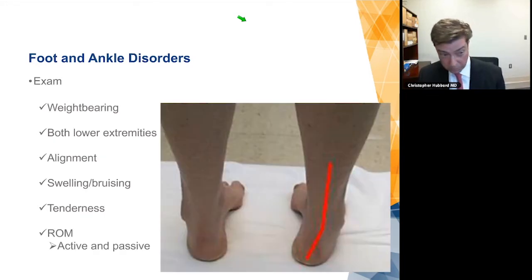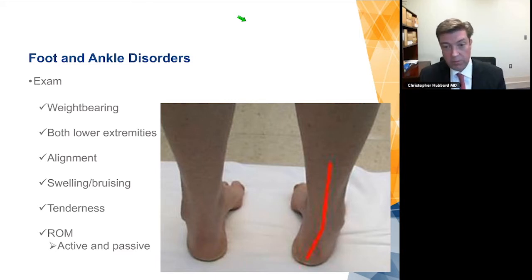pain. For the exam, typically if the patient can, we want to get a good exam with them placing weight on the foot. We want to see both sides, so using the contralateral side as a good example or comparison.